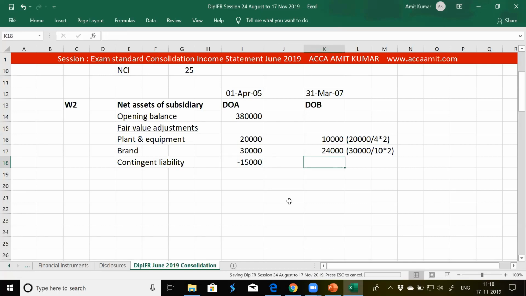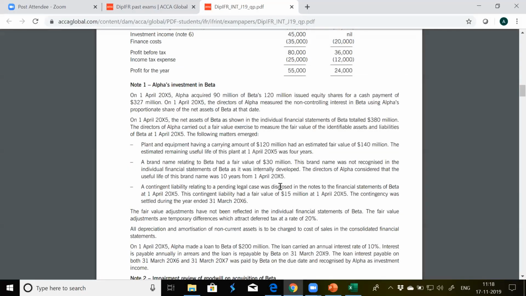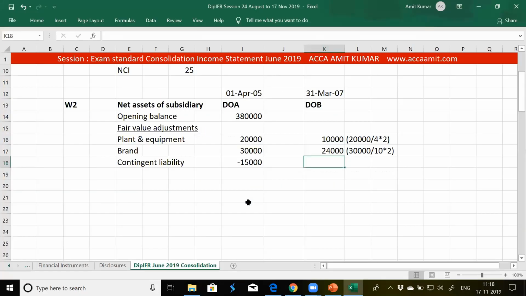What will be the balance of contingent liability on the date of the balance sheet? It says that the contingency was settled during the year ended 31st March 2006. If it was settled, that means it will not come on the balance sheet of 31st March 2007. Agree? 0.